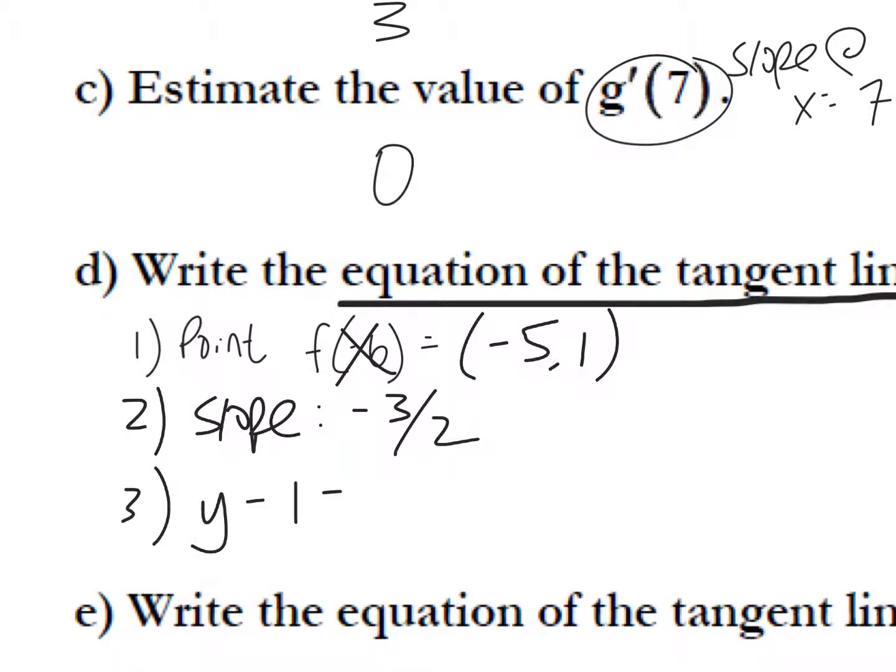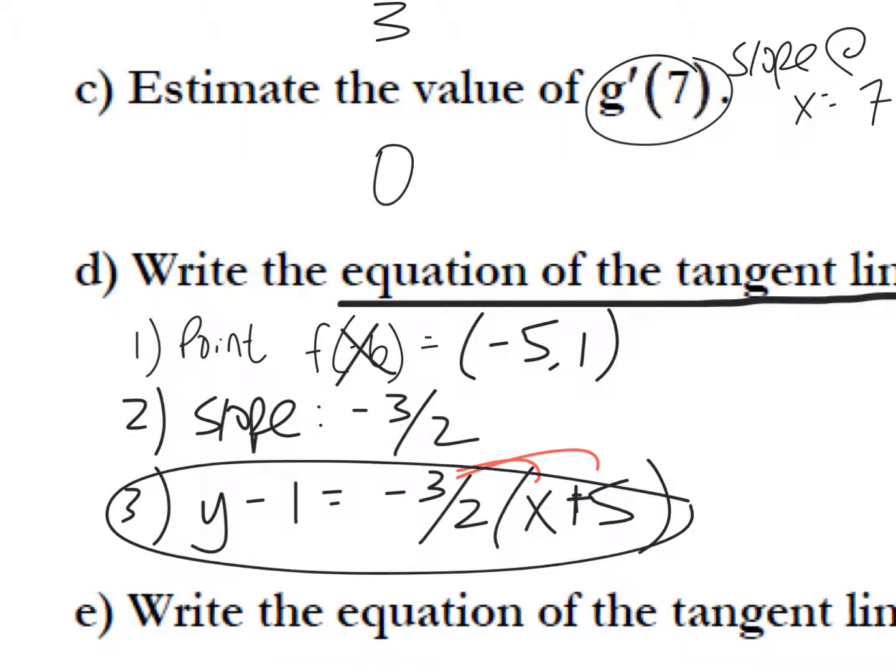Y minus the y value equals the slope, x minus the x value. And yes, that double negative changes to a positive. You could distribute this if the directions said leave it in y-intercept form, but I don't really feel like distributing that fraction, so I'm going to leave it like that.